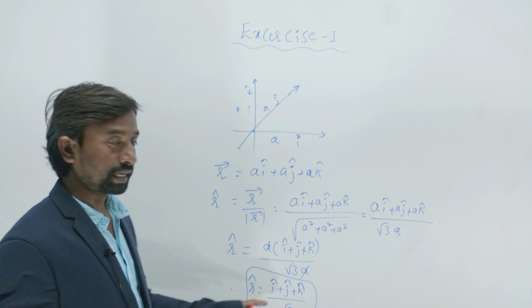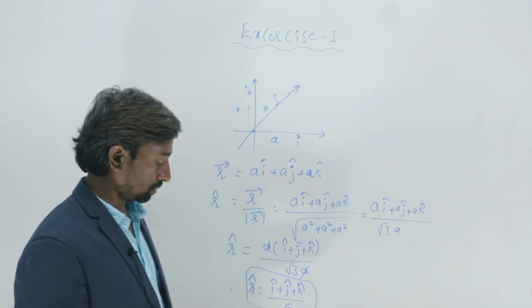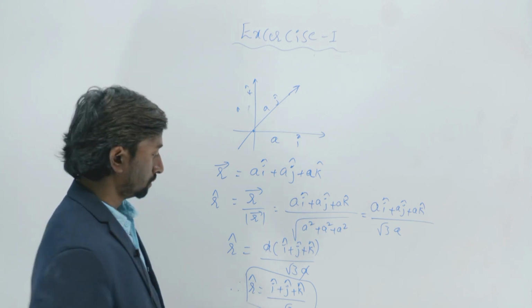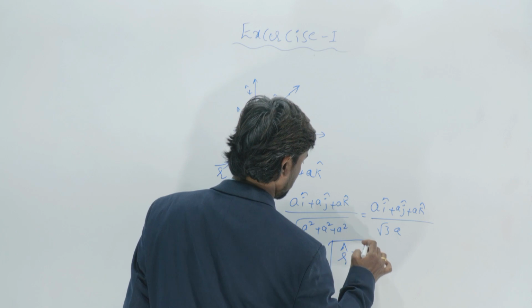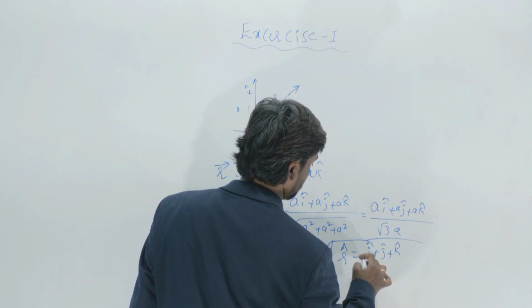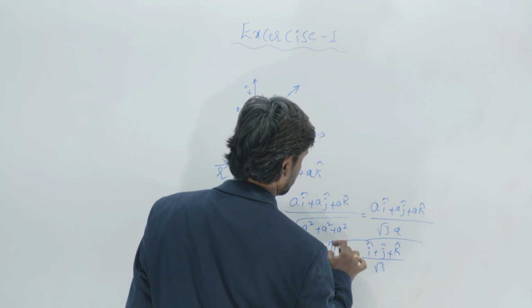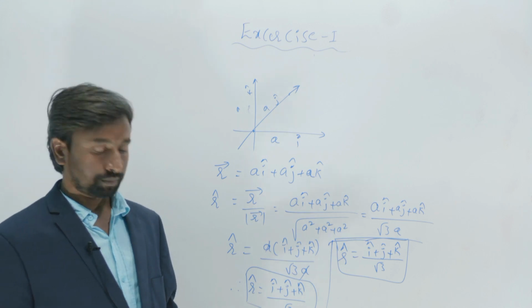So this is the answer: i cap plus j cap plus k cap, divided by root 3. So r cap is equal to (i cap plus j cap plus k cap) divided by root 3. So this is the final answer. Okay.